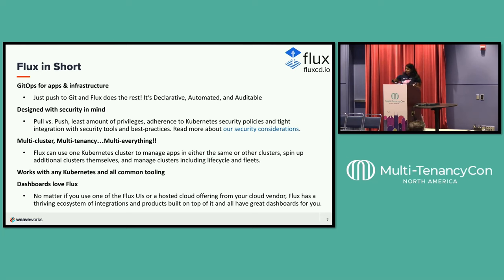Flux is GitOps for apps and infrastructure. Like I mentioned, the idea is you just push to Git, and Flux does everything else. It is declarative, automated, and auditable. Flux and Flagger, so I mentioned Flagger earlier. Using Flagger, you can actually deploy apps with canaries, feature flags, and AB rollouts as well.